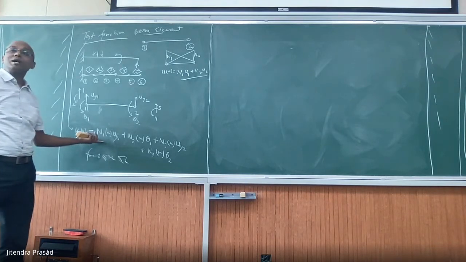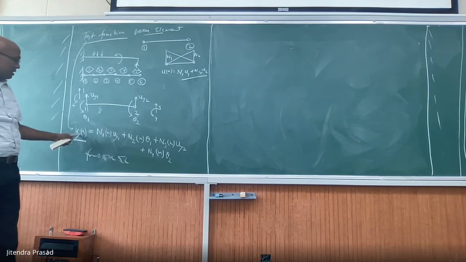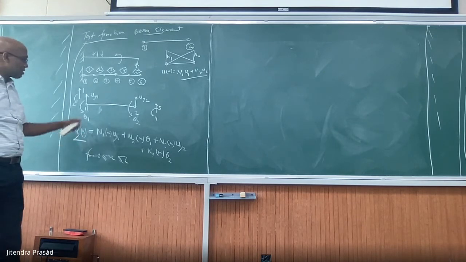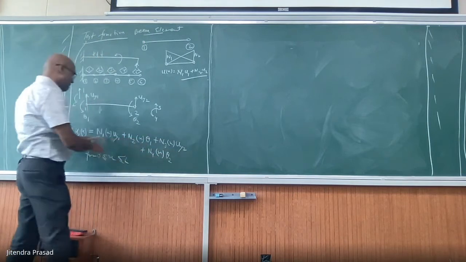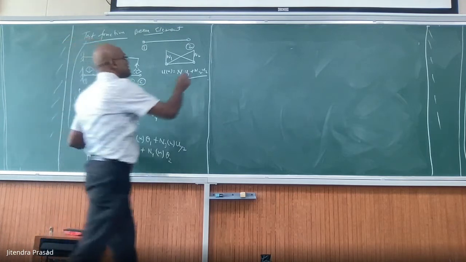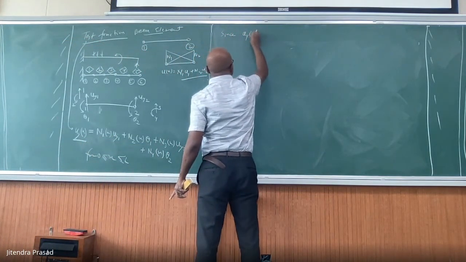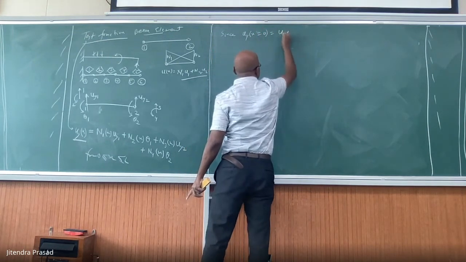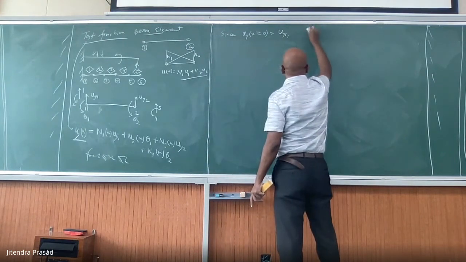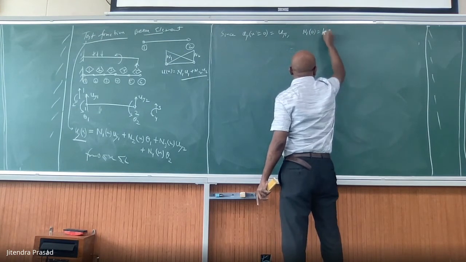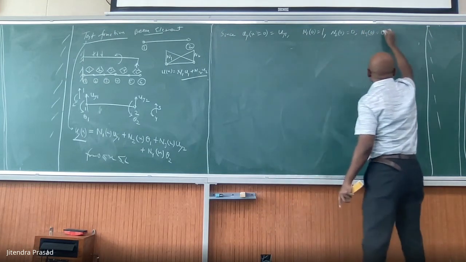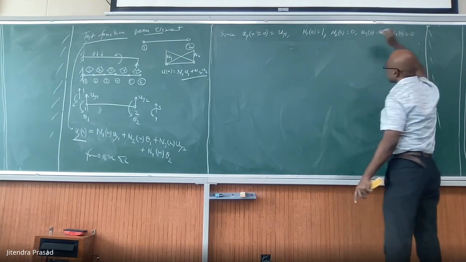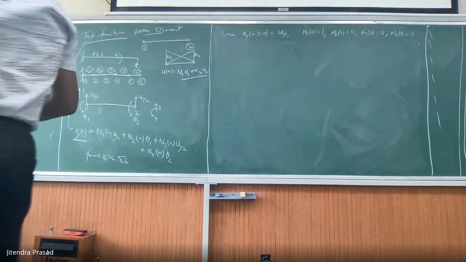What is the property of n1, n2, n3, and n4? You can see that uy1 is where x equal to 0. If you put x equal to 0, all should be 0 except n1, which should be 1. Since uy at x equal to 0 is equal to uy1, that tells you that n1(0) is equal to 1, n2(0) is equal to 0, n3(0) is equal to 0, n4(0) is equal to 0. This is the property, right?